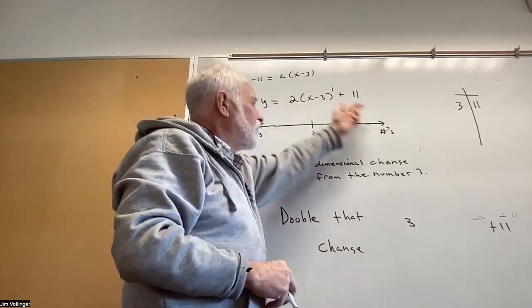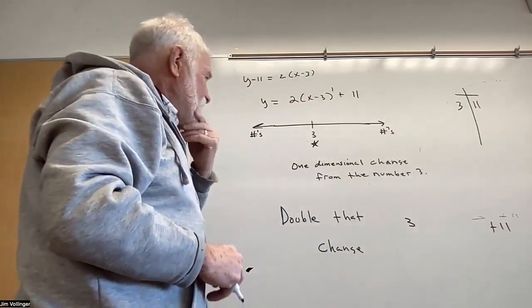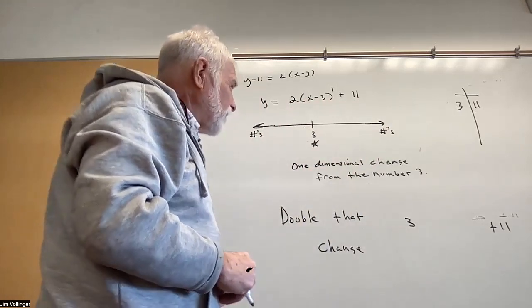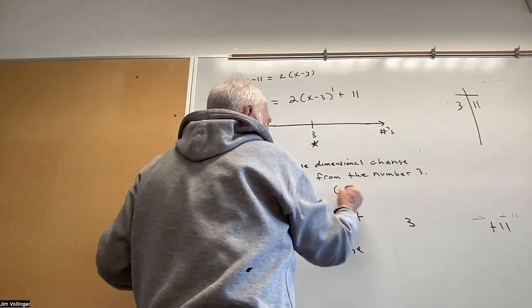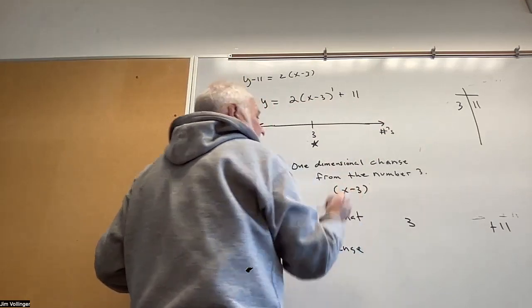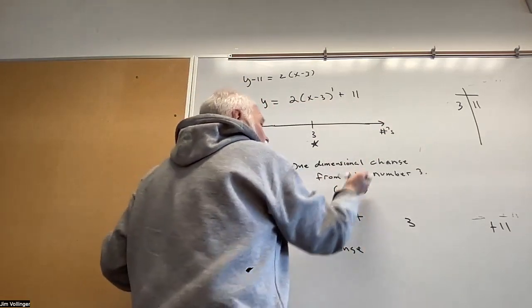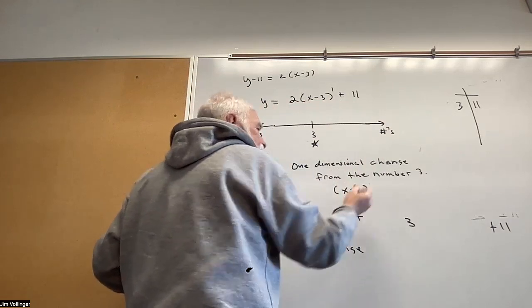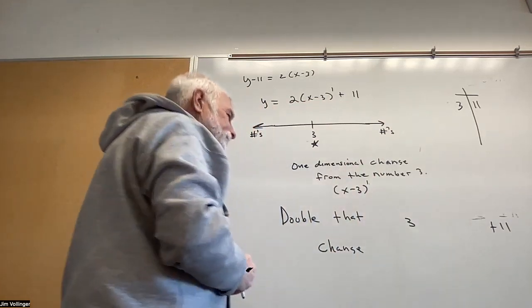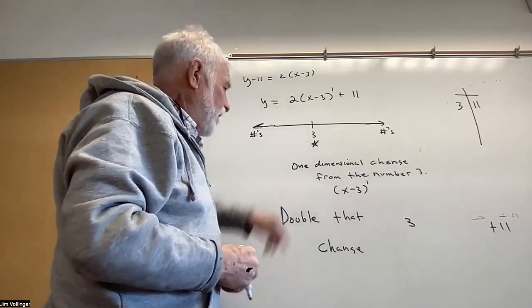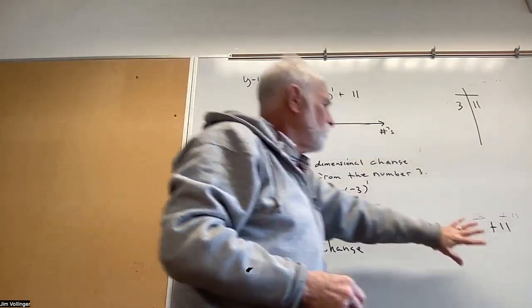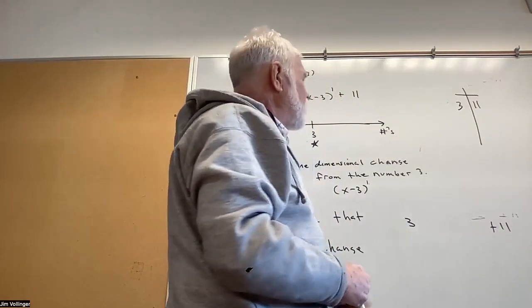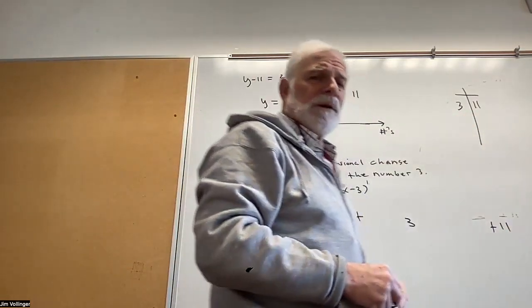We can see a 3 gets us an 11. And this is one-dimensional change from the number 3. That's what the parentheses x minus 3 tells us. We're looking at one-dimensional change from the number 3, except we don't write the 1. And we're going to double that change from 3. And then we're going to add 11. And I think we can see that we have one place on the graph, (3, 11).